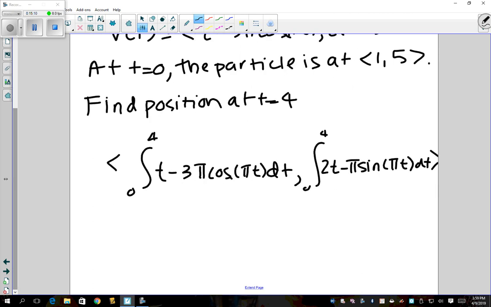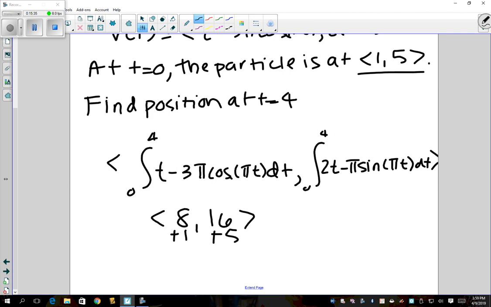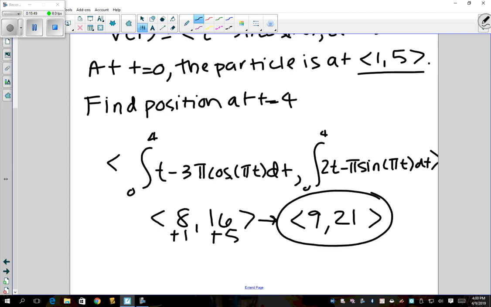And so I'm not going to integrate these. You guys are more than welcome to if you'd like, but we find that the displacement is, for the x-coordinate 8, for the y-coordinate 16, but we are given that the particle starts at 1, 5, and so I need to add 1 to my x value and 5 to my y value to get 9 and 21, and that is my final position of my vector at t equals 4.